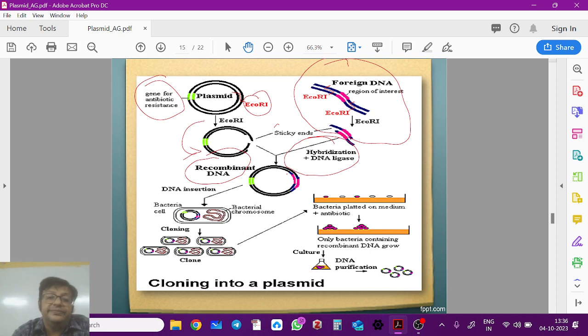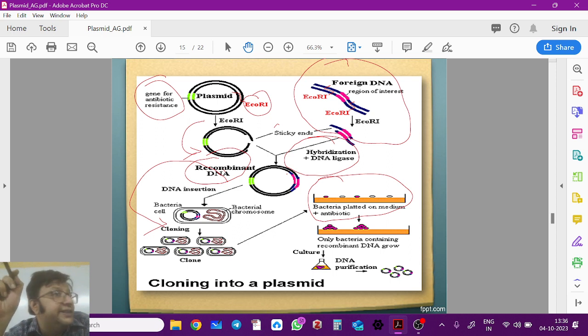Then you transform them inside bacteria. Now this particular bacteria was not ampicillin resistant. Now it develops ampicillin resistance when you put the plasmid with ampicillin resistance inside. And you grow them on a plate with ampicillin or any antibiotic. Only those cells which have ampicillin resistance will survive. The others will die. These plasmids are used in this particular type of genetic engineering experiments.